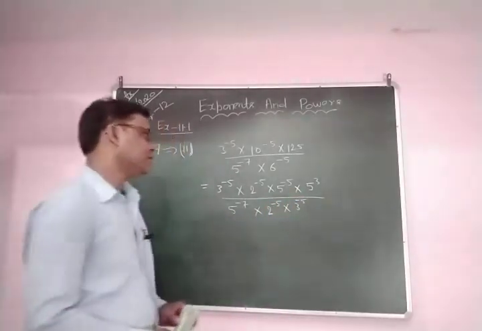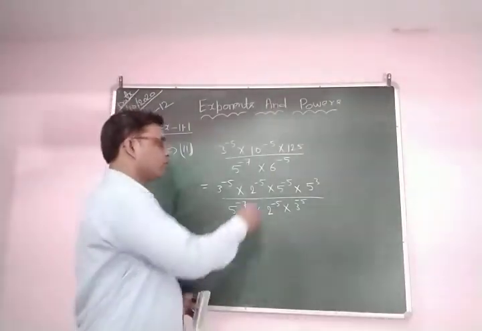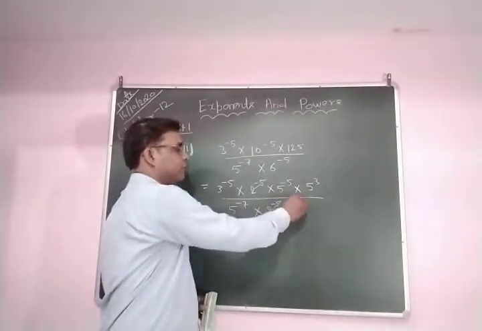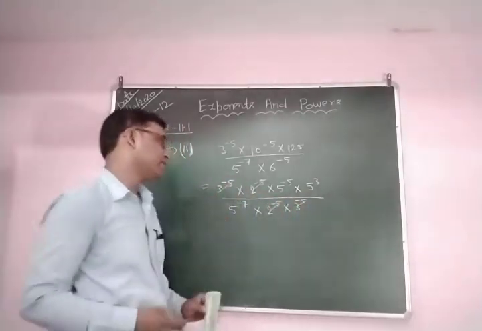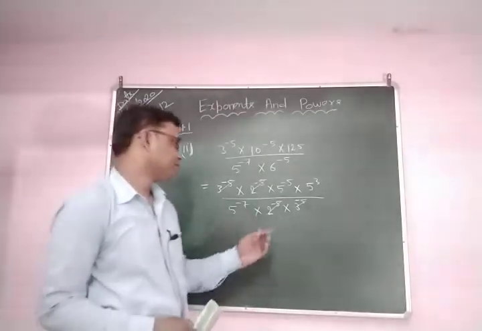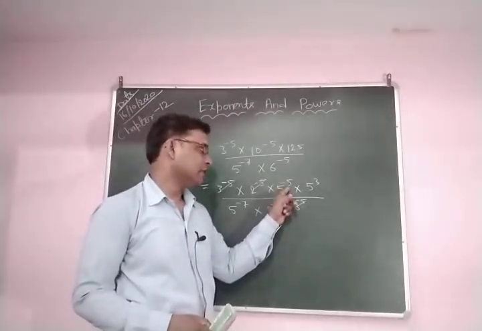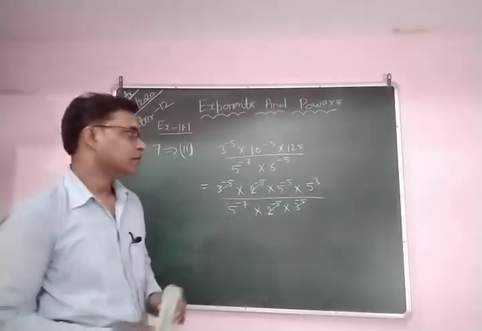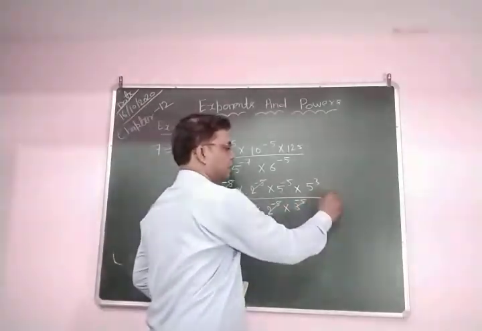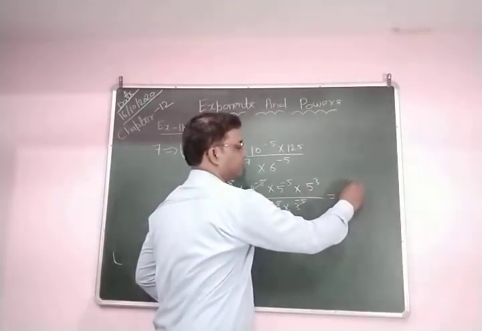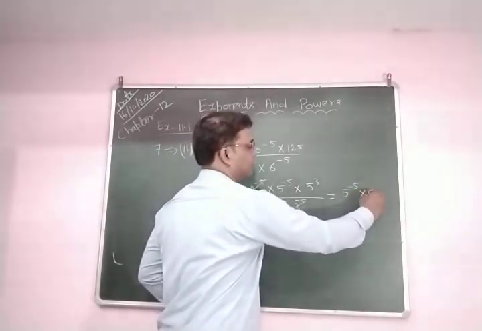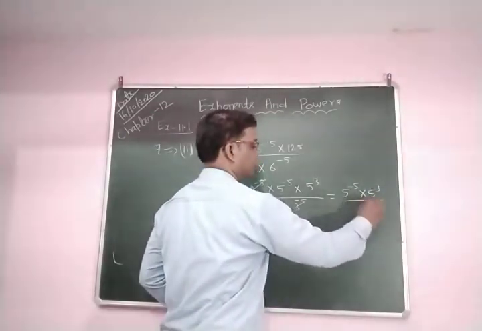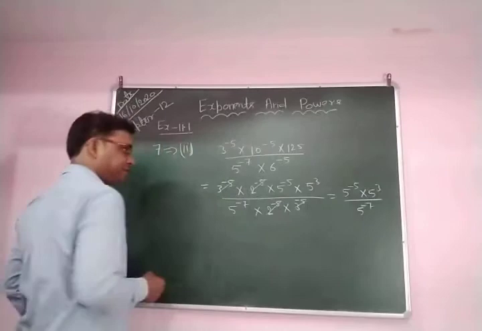So you can see here 2 power minus 5 is cancelled by 2 power minus 5. 3 power minus 5 is also cancelled by 3 power minus 5. And here we have 5 power minus 5 into 5 power 3 divided by 5 power minus 7. This is clear. So after the cancellation, we have 5 power minus 5 into 5 power 3 divided by 5 power minus 7. Okay?